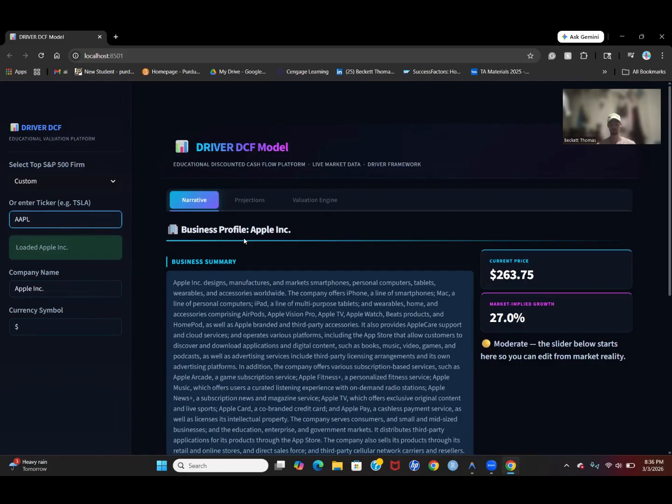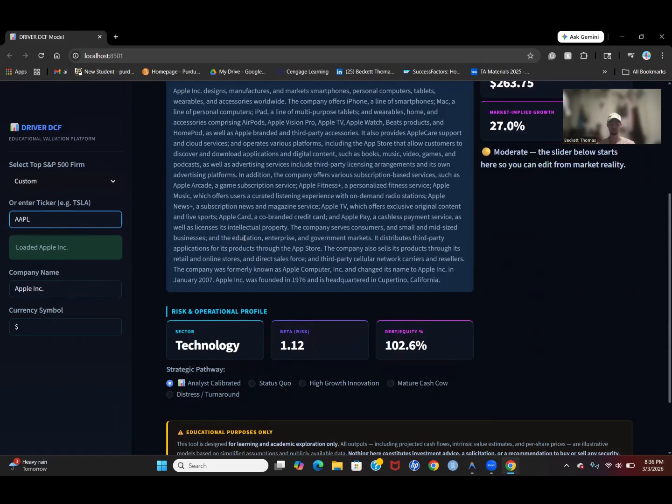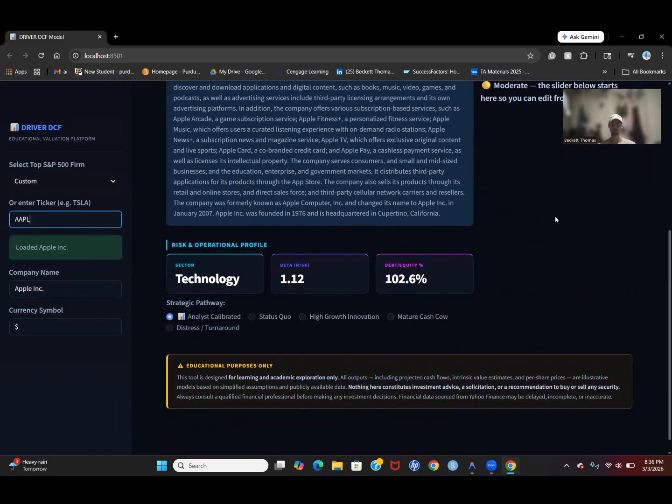The app opens on the Narrative tab. This is intentional. Before we do any math, we want to understand the business. We can see Apple's sector of technology, its beta, which measures market risk, and its debt-to-equity ratio. The app also runs a Reverse-DCF in the background. It tells us what revenue growth rate the current market price of Apple is implying. Right now, you can see the figure here at 27%, which gives us a grounded starting point for our own analysis. I'll also note that at the bottom of this tab, you'll see the disclaimer that this tool is for educational purposes only. It does not constitute investment advice.